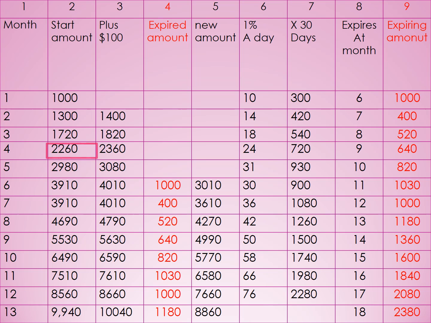Then as we slide over to column 3, we're going to add our $100 out-of-pocket investment for the month, bringing us to $2,360 that we're going to get paid on for this month. Sliding over to column 6, row 4, you're going to earn $24 a day. Roughly, I rounded up a little bit. So $24 a day for 30 days is $720 profit share for that month that we're going to reinvest. We're going to keep recycling the same money.